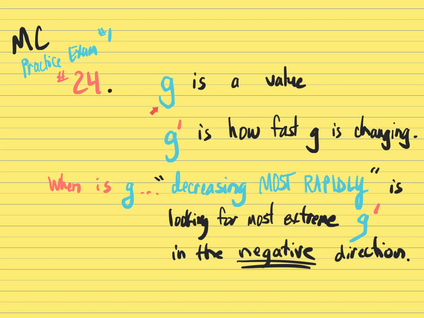So number 24, g is some value. G prime would be how fast g is changing. And when the question asks, when is g decreasing most rapidly, it's looking for the most extreme g prime rate of change in the negative direction. This is a calculator problem. Definitely use your calculator for this.